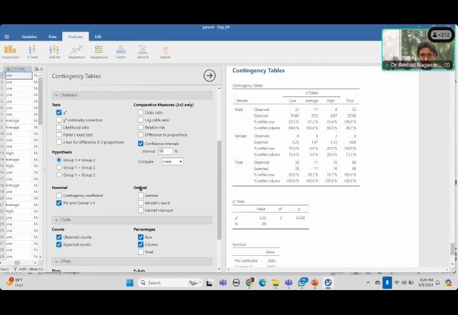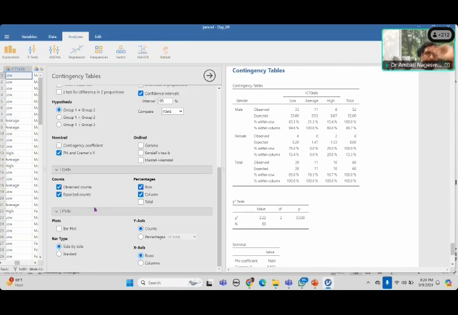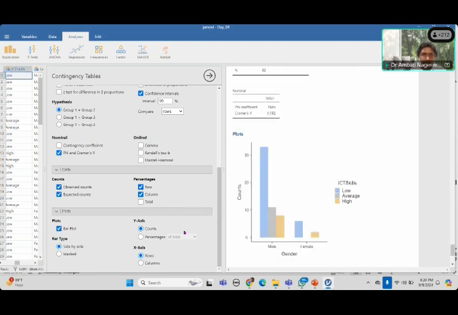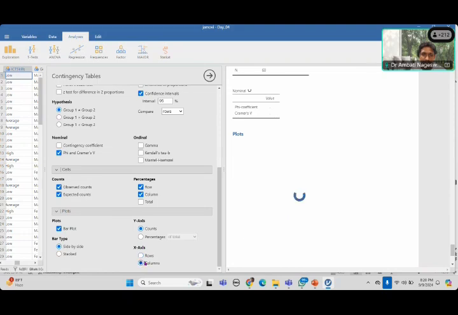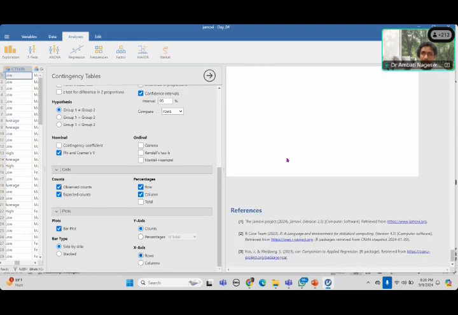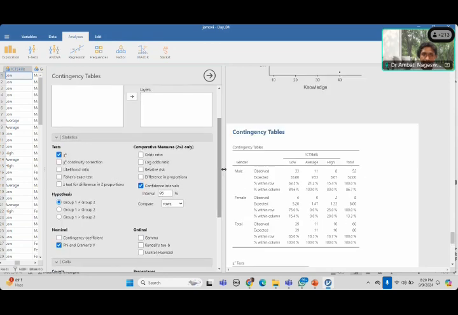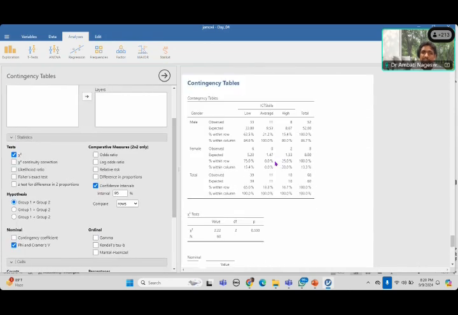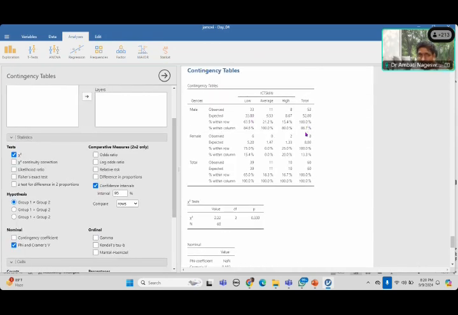Come to Plots. As it is categorical data, we have only one option, the bar chart. If you don't like this particular chart, you can change it. For example, right now it's showing male and female by rows, now column-wise. As per your requirement, you can keep changing it. Now come to the data set. We have prepared the contingency table.